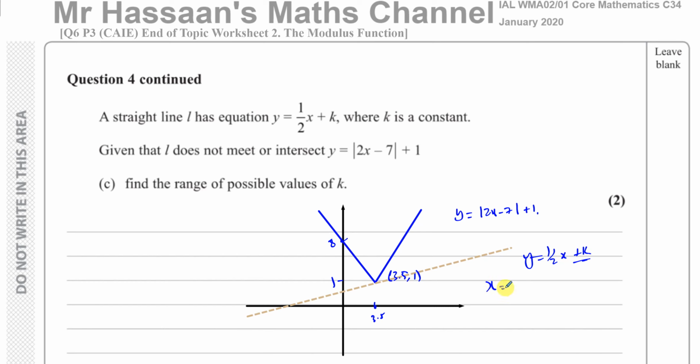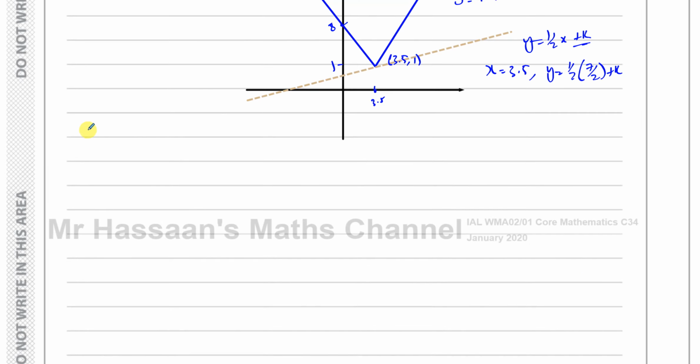When x equals 3.5, what is the y output going to be? So y is going to be a half times 3.5, which is 7/2, plus k. Let's do it over here a bit neater. When x equals 3.5, y is going to be a half times 7/2, which is 7/4, plus k. So now we want to see when it will touch this point.